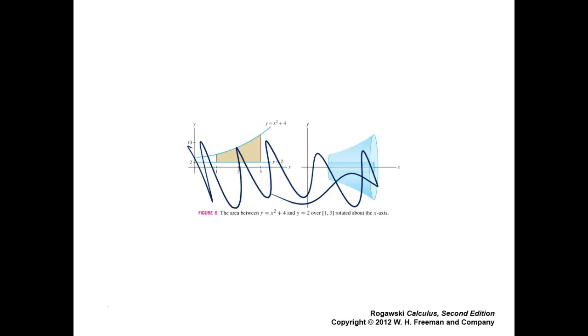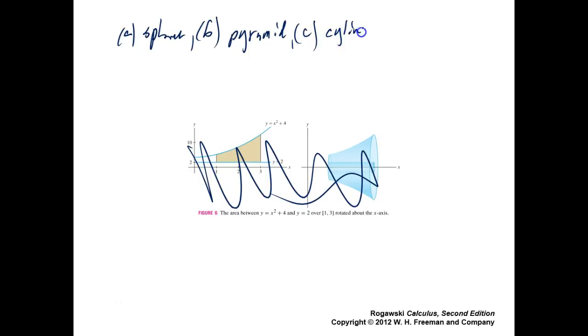Okay. Number one. Which of the following is a solid of revolution? A, a sphere. B, a pyramid. C, a cylinder. And D, a cube. Which of those is a solid of revolution?